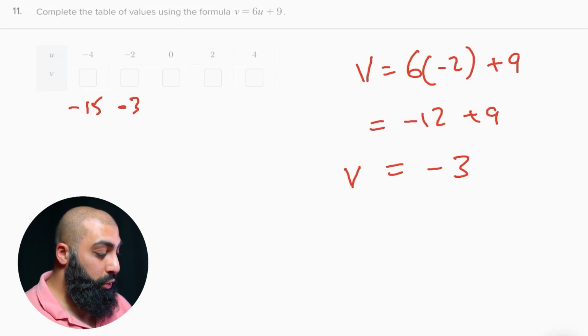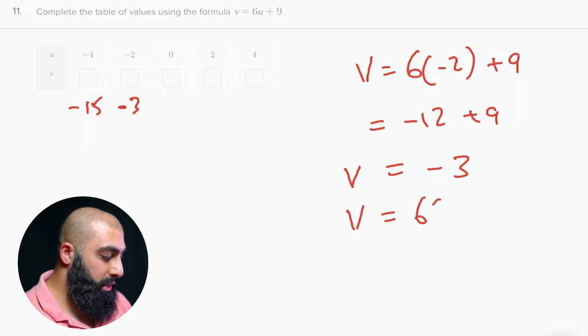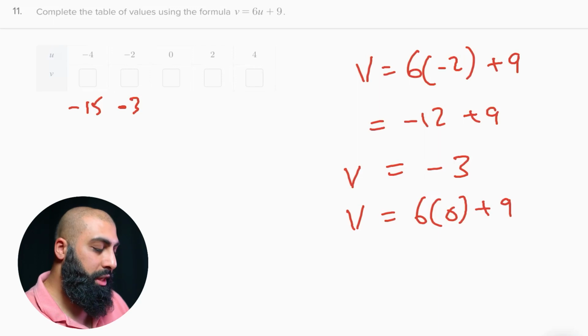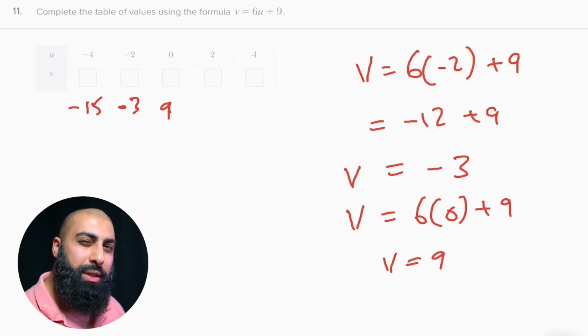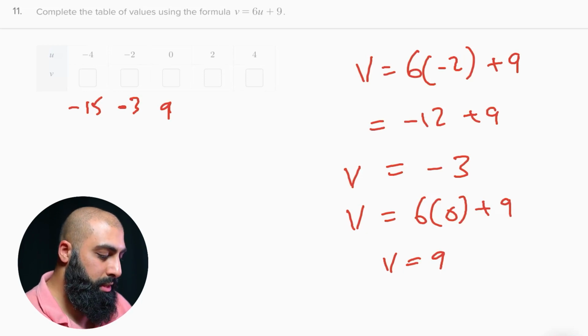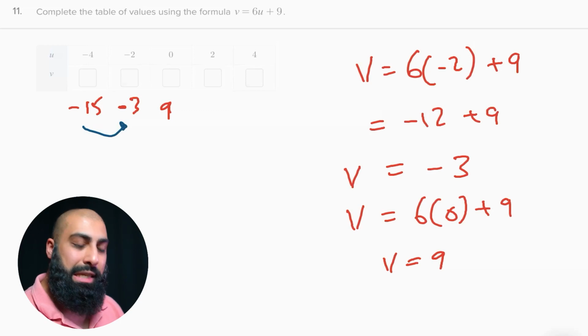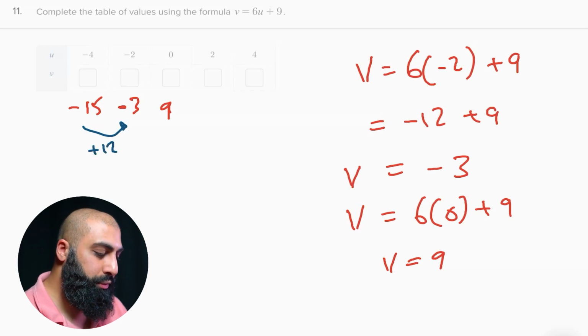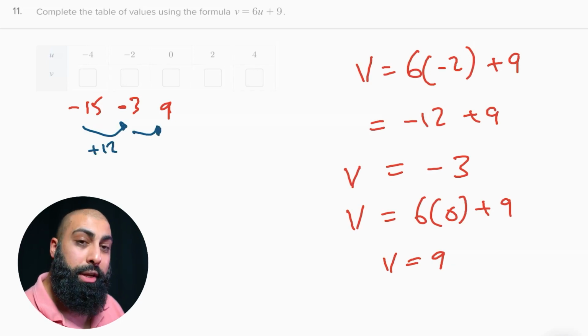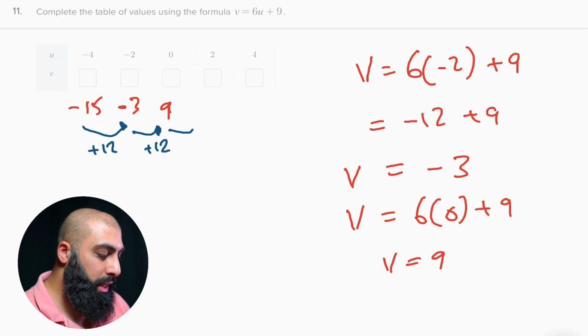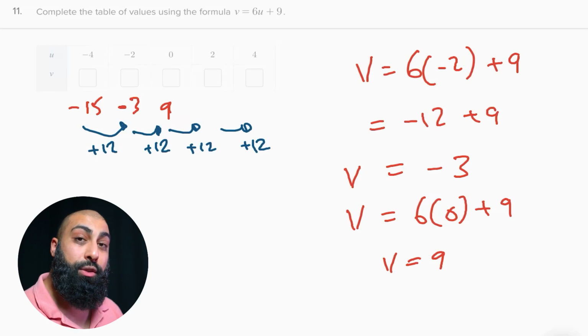Right, let's see what we get when we do 0. So v is equal to 6 times 0 plus 9. Anything times 0 is 0. So we end up getting 9. V is equal to 9. Okay. Again, do you see a pattern emerging? Between -15 and -3 is plus 12. Between -3 and 9 is plus 12. And if we carry on plussing 12, we're going to end up getting the solution here.